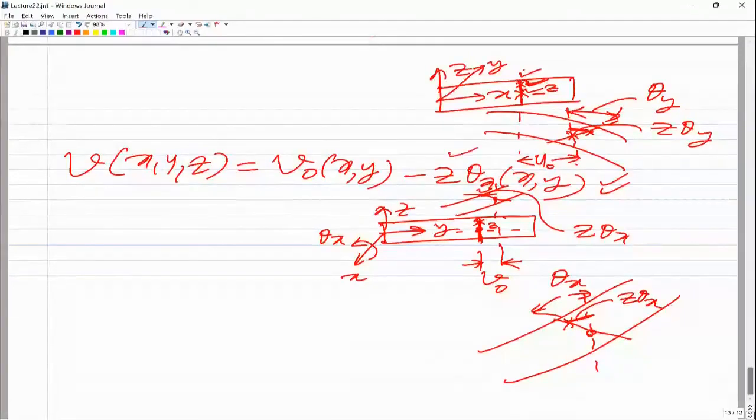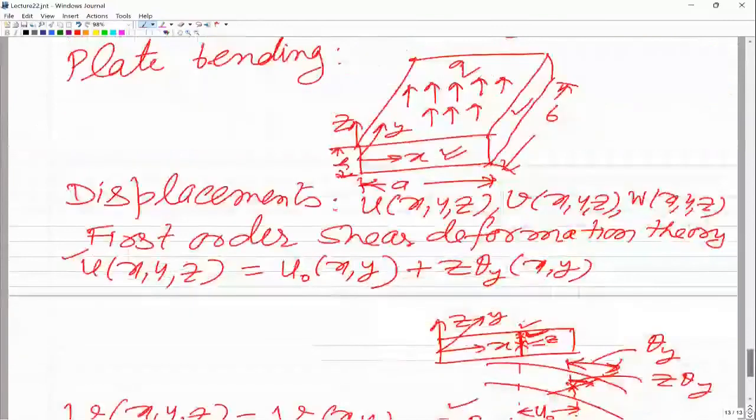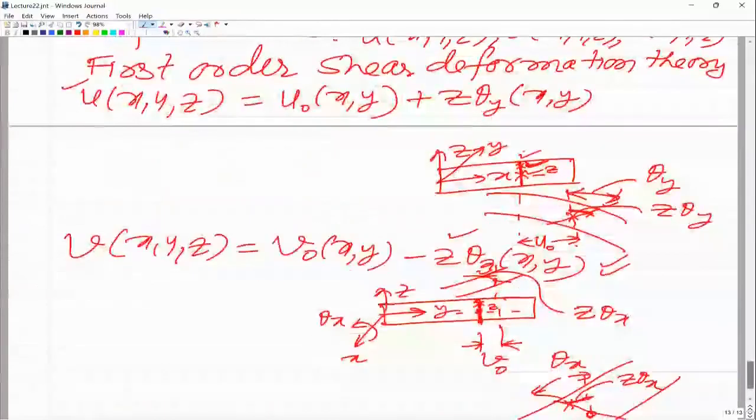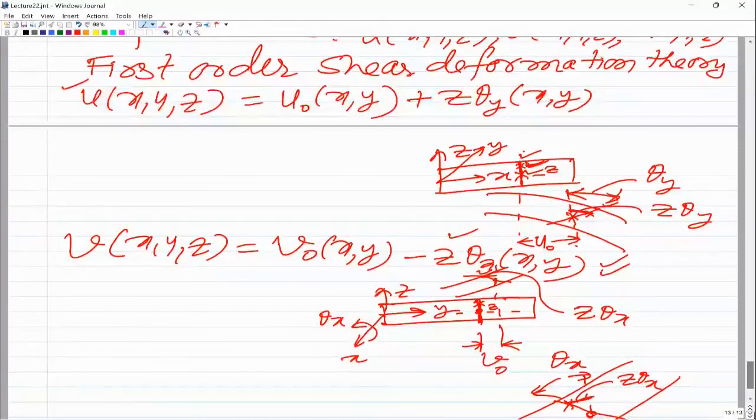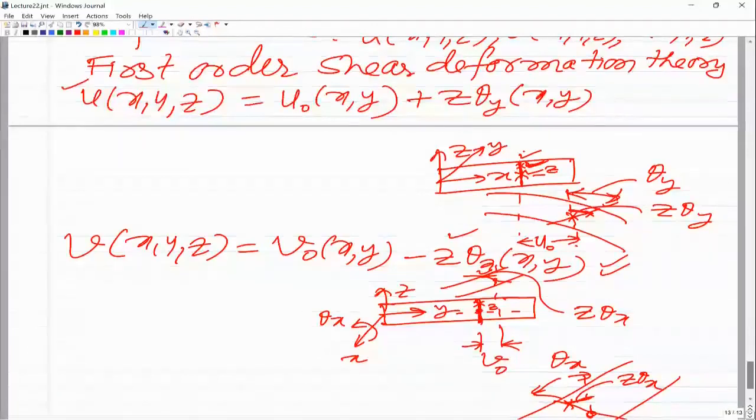So you will keep in mind that here theta x is the rotation about x axis and theta y is the rotation about y axis. In the literature you will also see that u is written as u naught plus z into theta x and v is written as v naught plus z into theta y. So then actually the theta x there is the rotation about positive y axis and theta y is the rotation about negative x axis. So that difference you should keep in mind.